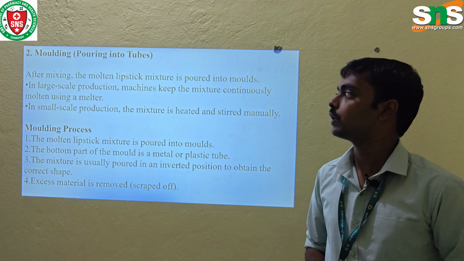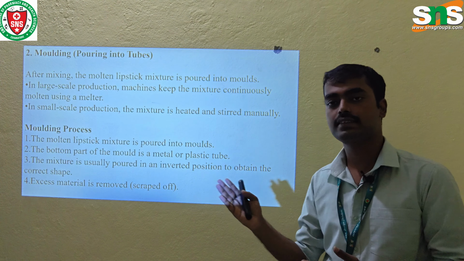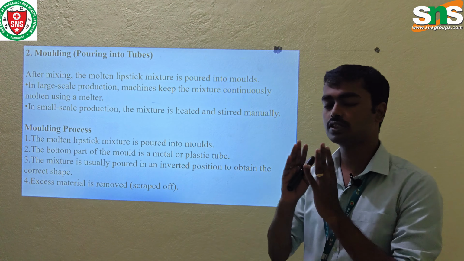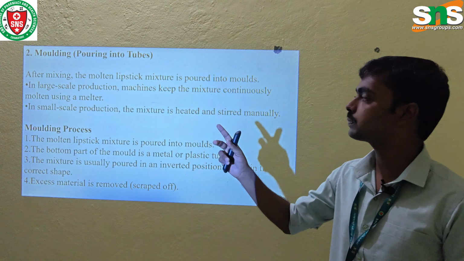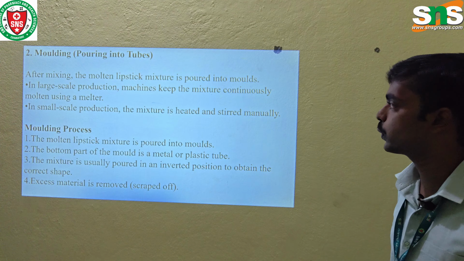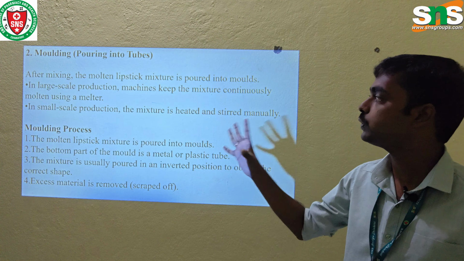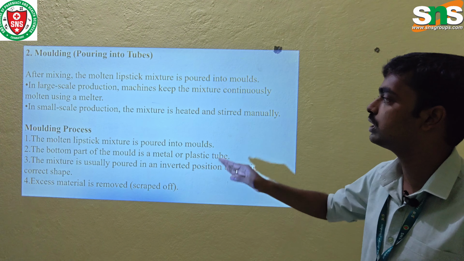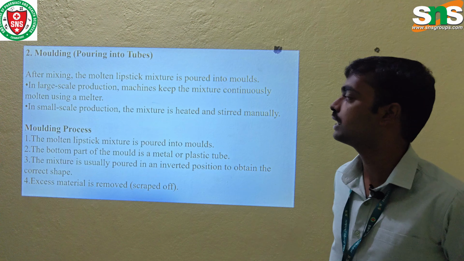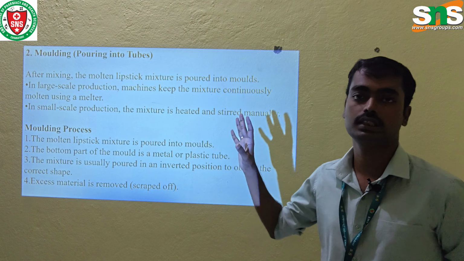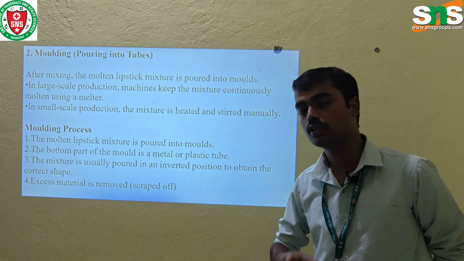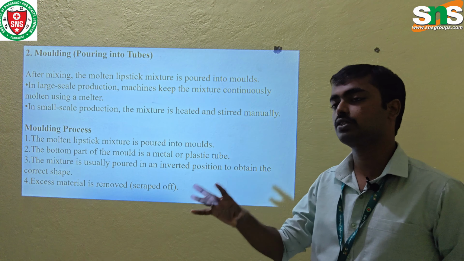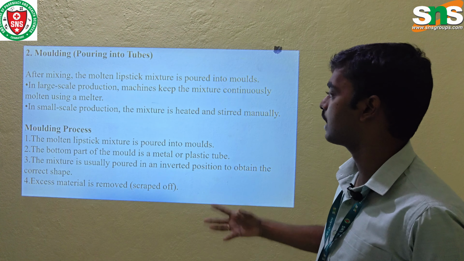And the next one is the molding process. In the molding process, the bases and the coloring pigments are molded into a particular shape. After mixing, the molten lipstick mixture is poured into the molds. In large scale production, machines keep the mixture continuously molten using a melter, and the mixture is stirred continuously. In small scale production, the mixture is heated and stirred manually by hand.